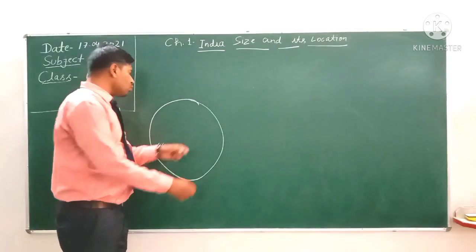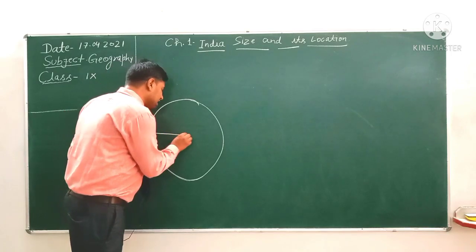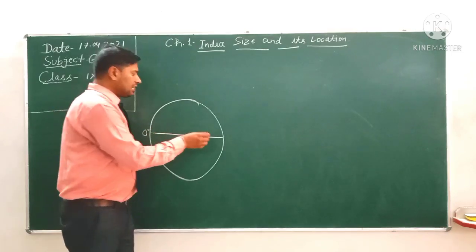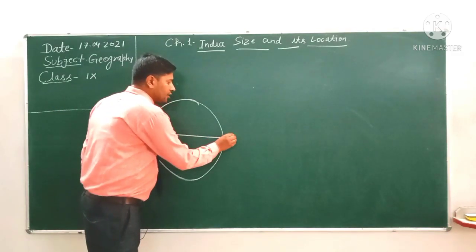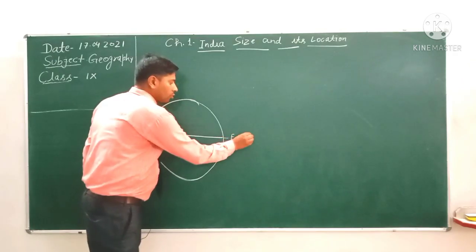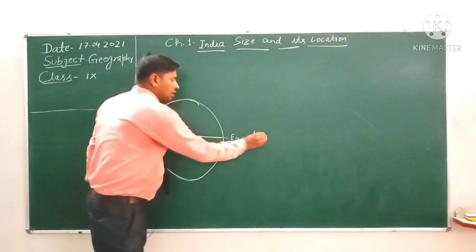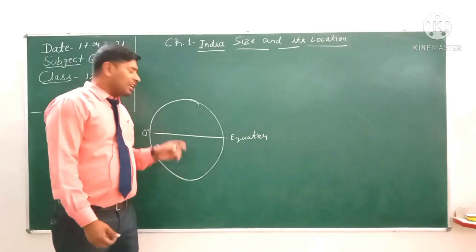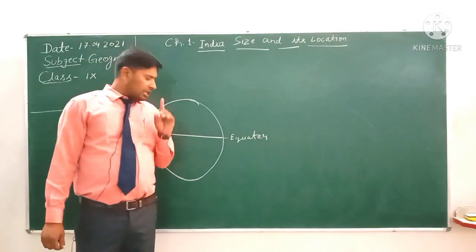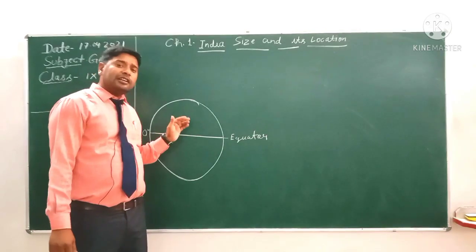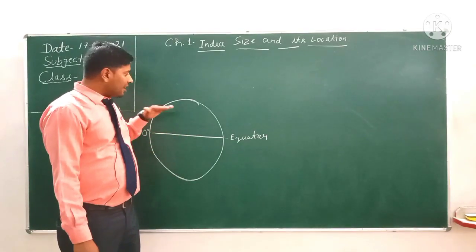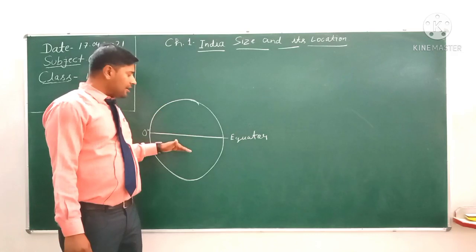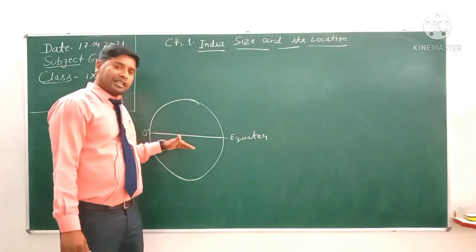It is divided into two equal halves by an imaginary line known as the equator, the 0-degree line. Students, the equator divides the earth into two equal halves. The upper part is known as the northern hemisphere, and the lower, southern part is known as the southern hemisphere.